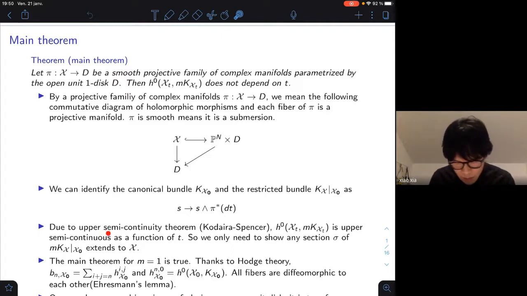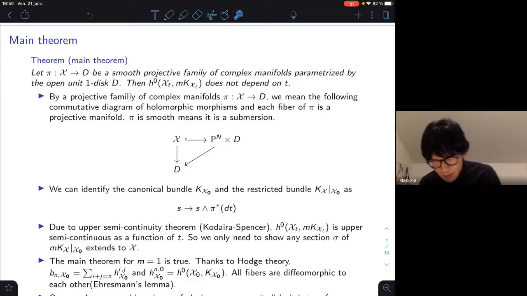Then I recall the upper semi-continuity theorem due to Kodaira-Spencer. This theorem tells us that locally the dimension of the space of sections is an upper semi-continuous function. So we only need to prove the other side: any section on the central fiber will extend to X, to get our invariance of plurigenera.